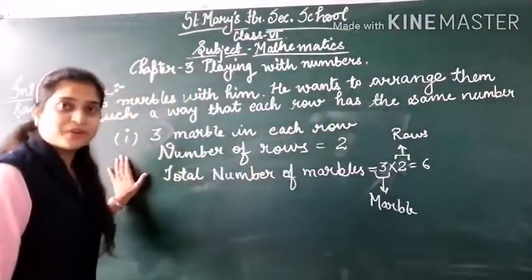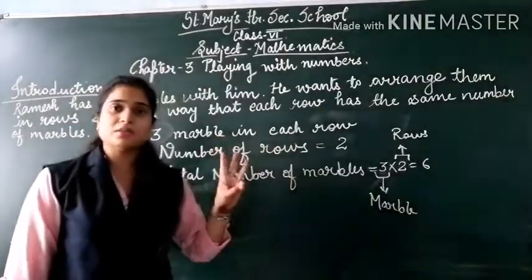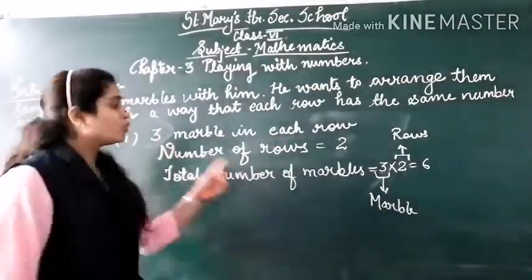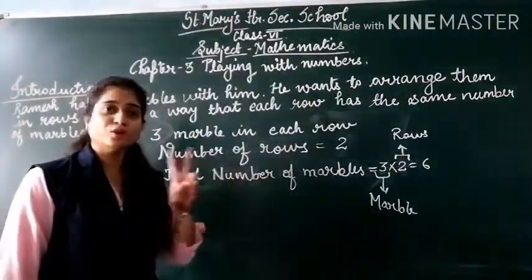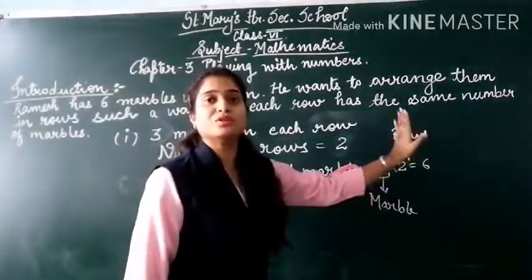Now the third arrangement is 3 marbles in each row. He is using 3 marbles in each row. Number of rows is equal to 2. How many rows are there? 2 rows are there. Total number of marbles is equal to 3 into 2 is equal to 6.